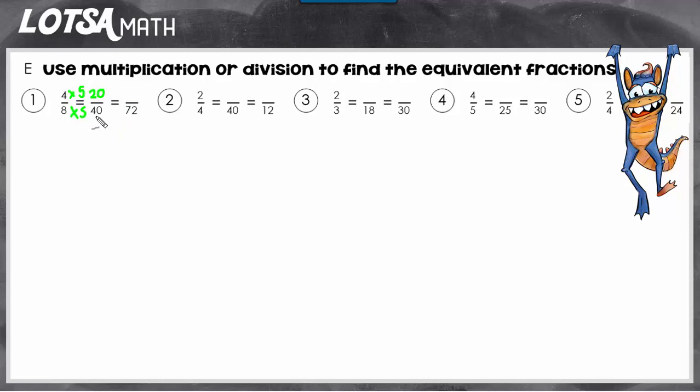Well, this is a lot more difficult because we don't know how to get from 40 to 72. So what we're going to do is ignore this middle one for a while and just use the first fraction again and make it equivalent to the last fraction. So we see that 8 times 9 is 72, and what we do to the bottom, got to do to the top. So 4 times 9 is 36.